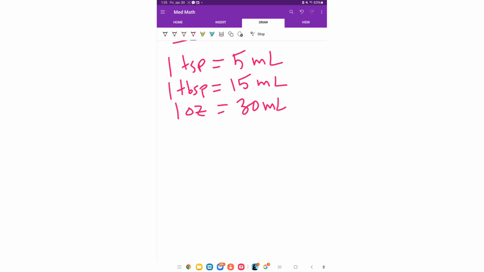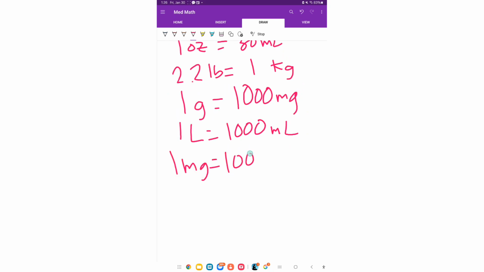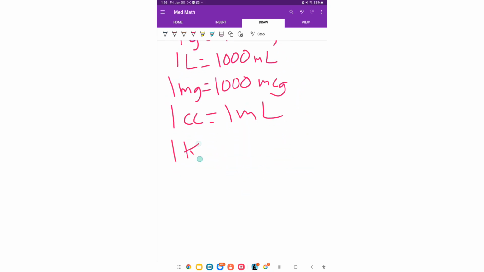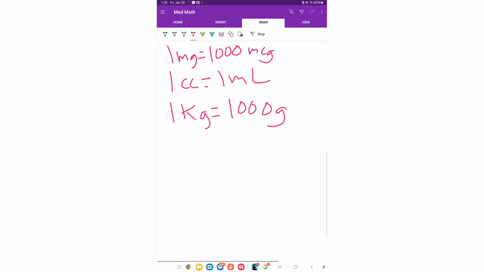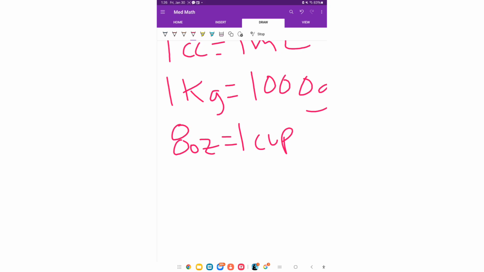So after I do that, I normally just complete the rest from my own memory. So then we have 2.2 pounds, which equals 1 kilogram, and vice versa. And then we go to big numbers. So 1 gram equals 1,000 milligrams. Same thing for the liters: 1 liter equals 1,000 milliliters, and 1 milligram equals 1,000 micrograms. And then we have this random one: 1 cc equals 1 milliliter, and 1 kilogram is equivalent to 1,000 grams. Here's another one: 8 ounces, like a cup of coffee. One cup of coffee is 8 ounces. I think that's everything that I've had to remember in the past.